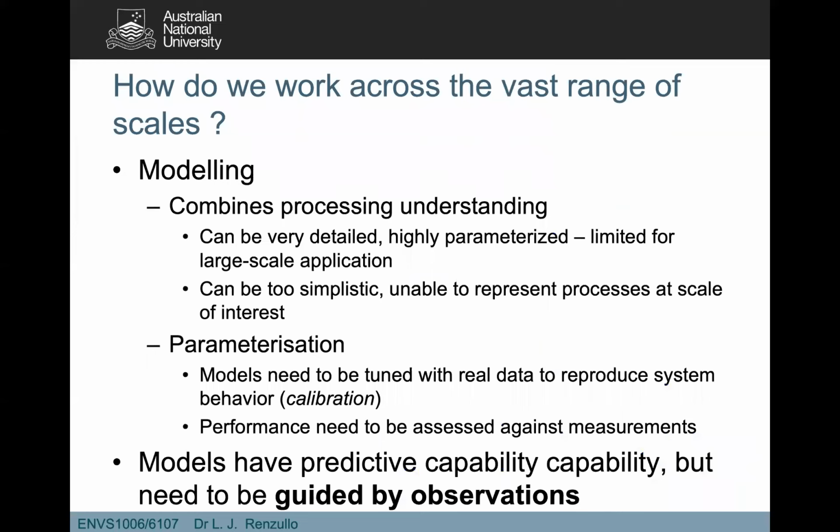As I said, modelling is a way to give us the predictive capability of what's happening to the water cycle. It's a way of encapsulating our best understanding of the physics of the water cycle. It can be very detailed. For any given location, you can have a highly parameterized model, but that then limits its ability to be applied over large areas. The converse is that the models can be overly simplistic and can't really represent the processes that you're interested in at a given scale that you want to work at.